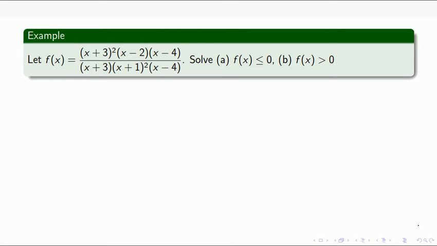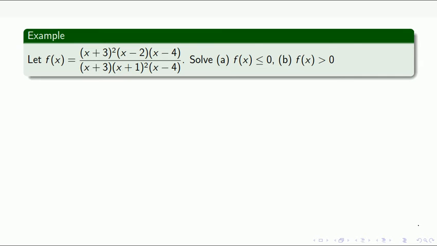In this video we are going to look at solving one more example of a rational inequality. For this one I'm already giving it in the factored form. So we have f of x equals (x plus 3) squared times (x minus 2) times (x minus 4), all over (x plus 3) times (x plus 1) squared times (x minus 4).